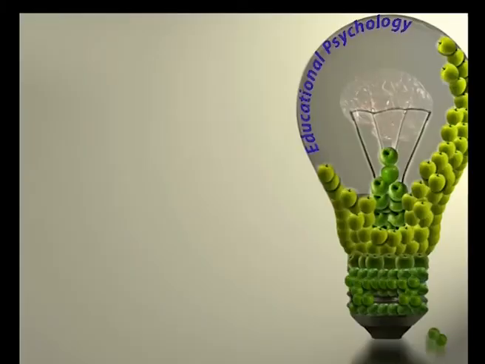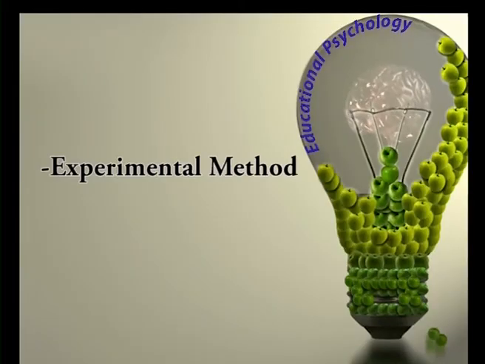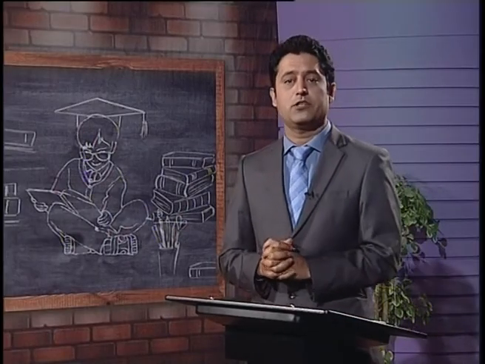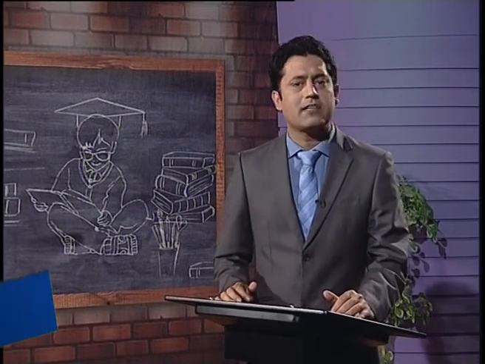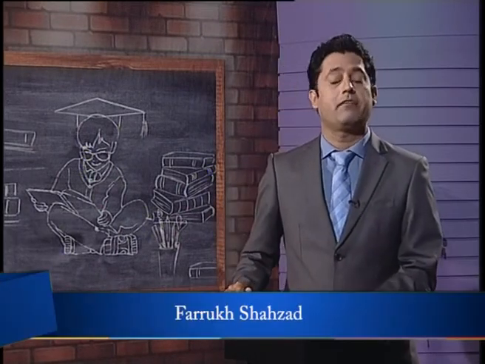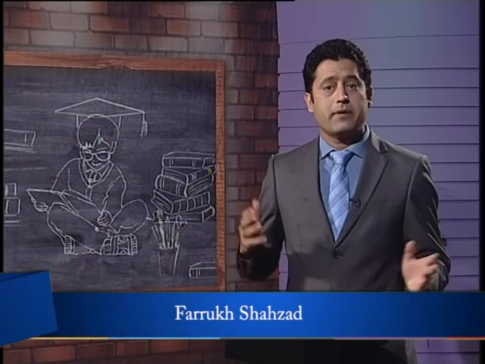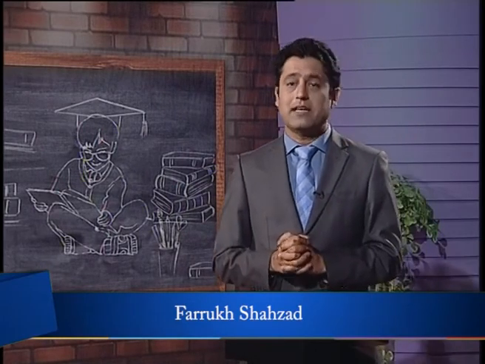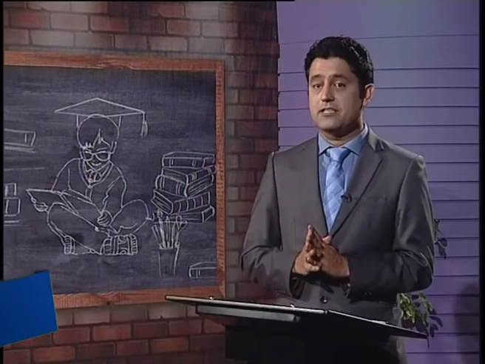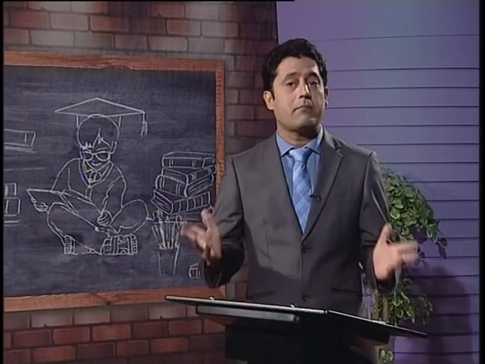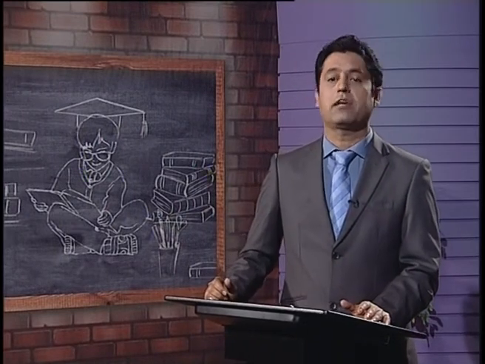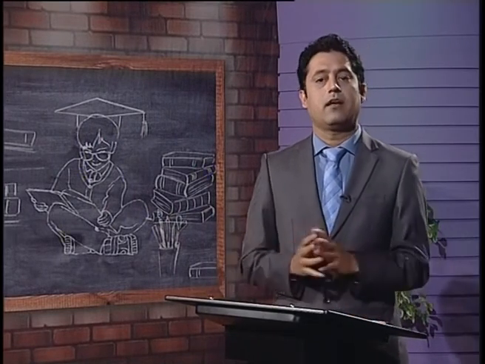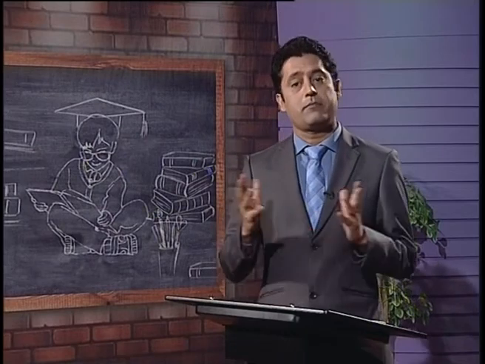Let's talk about the experimental method. Students, till now, we saw observational methods used in psychology of learning, but this method lacks scientific objectivity and validity. Experimental method is the most scientific and objective method of studying behavior. It is the method which is responsible for assigning the status of science to psychology. So let's learn more about this experimental method.